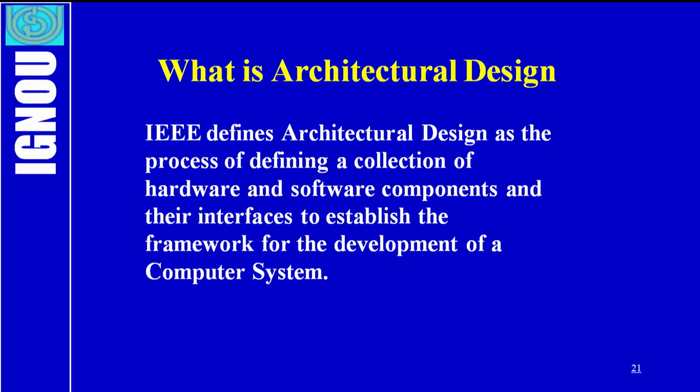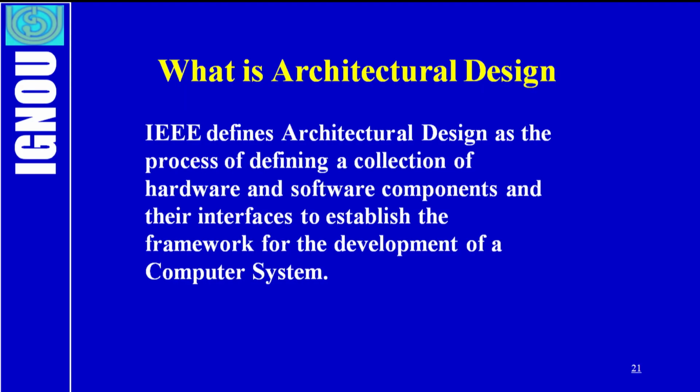The reason for introducing all these things is that when you are studying the architectural design, these particular concepts will be used. Then it will become easy for you to know what is meant by architectural design. IEEE defines architectural design as the process of defining a collection of hardware and software components and their interfaces to establish the framework for the development of a computer system. So this is the definition of architectural design as per IEEE, and IEEE is the supreme technical body which defines everything related to technology. So this is a standard definition that is agreed across the world.